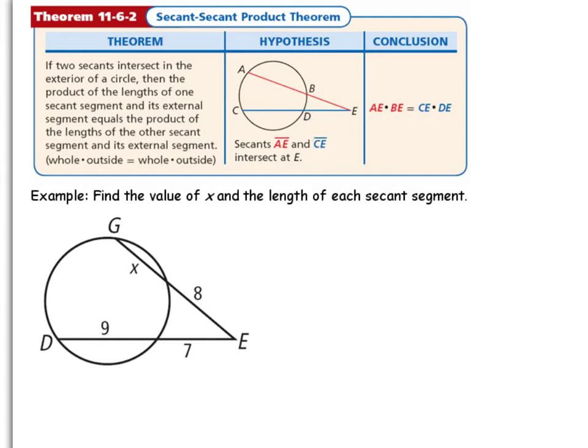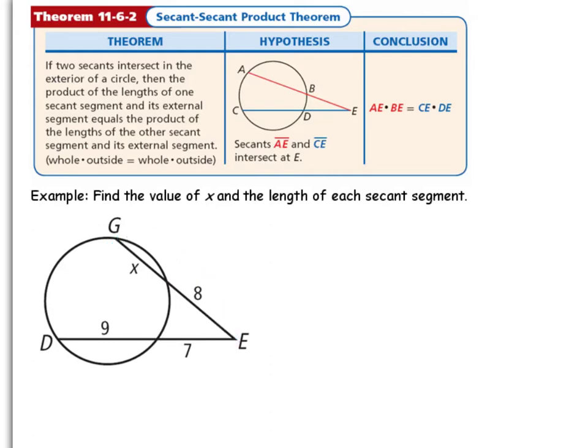So we're going to use that theorem to help us out with this example down below. So I want to find out what the value of x would be. To find the value of x in this case, since we're dealing with secants that intersect at a point outside, we know we should take the whole times the outside part and set it equal to the whole of the other secant times its outside part.